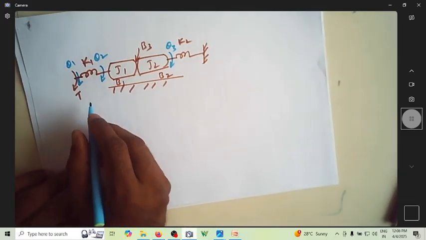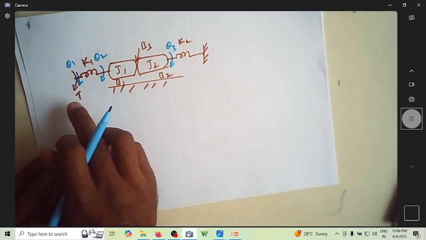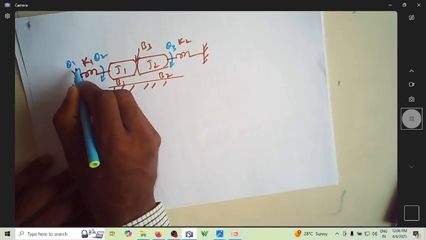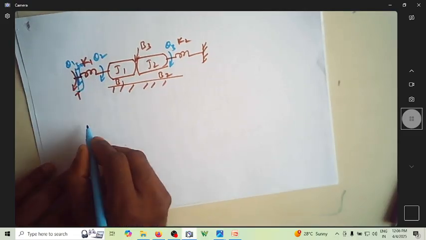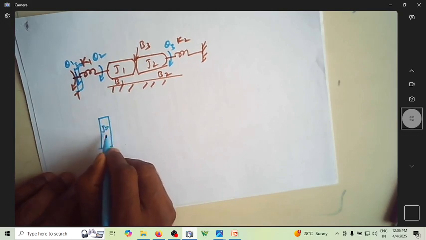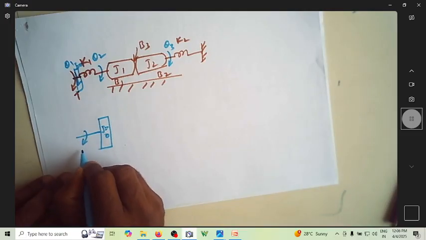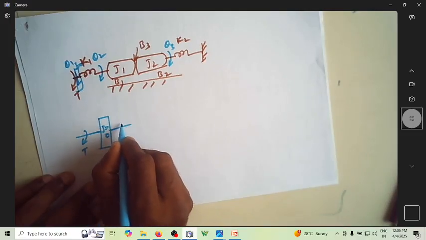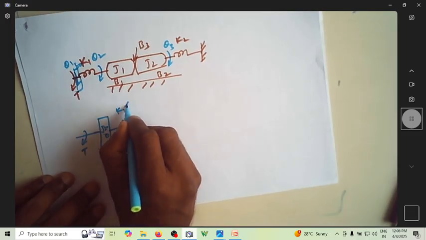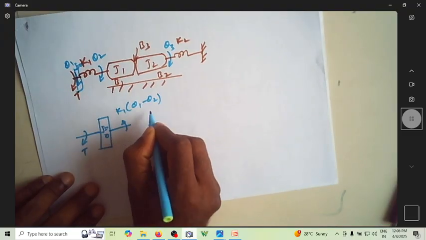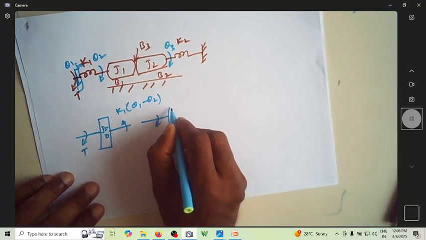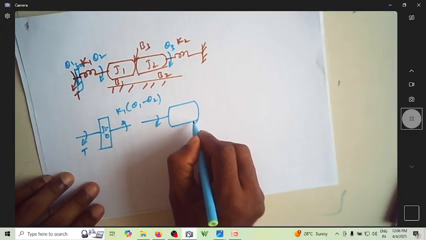So can I now directly write, since this torque is directly applied to this, you can consider a dummy J equal to 0. There is no applied torque. The opposing torque is due to this K1, which is nothing but K1 (theta 1 minus theta 2). This happens to be the acting force on J1.